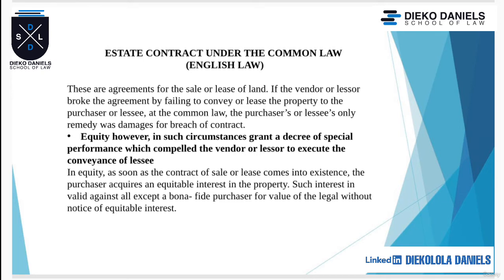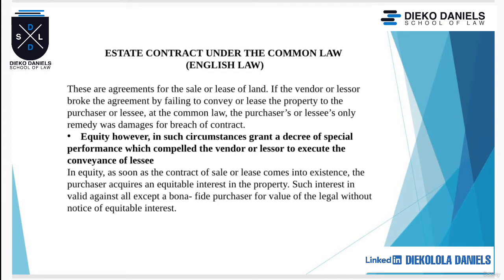Do not forget that. So having that at the back of our mind, in this case, there was an agreement, merely an agreement. There was no contract in writing. So now we are saying that if the vendor or lessor broke the agreement, do note that the common law will not give power where there is no written agreement, right? But now, where there is an oral agreement and the vendor broke the agreement by failing to convey or lease the property to the purchaser or lessee, at the common law, the purchaser's or lessee's only remedy was damages for breach of contract. Now, let me explain to you what that means.